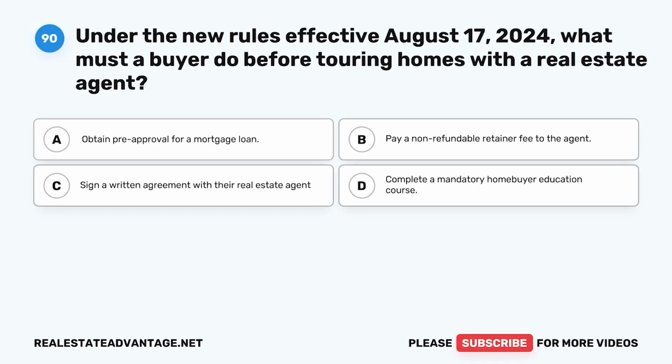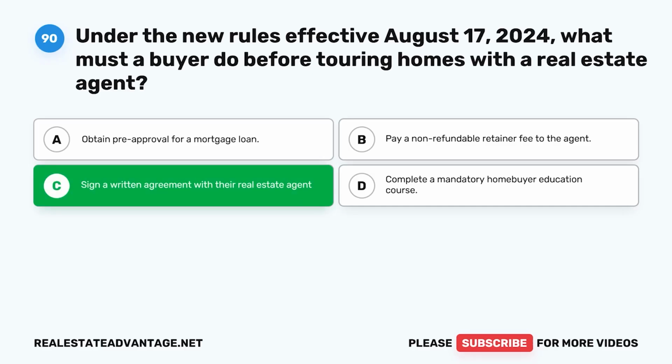Question 90. Under the new rules effective August 17, 2024, what must a buyer do before touring homes with a real estate agent? A. Obtain pre-approval for a mortgage loan. B. Pay a non-refundable retainer fee to the agent. C. Sign a written agreement with their real estate agent. D. Complete a mandatory homebuyer education course. The correct answer is C.